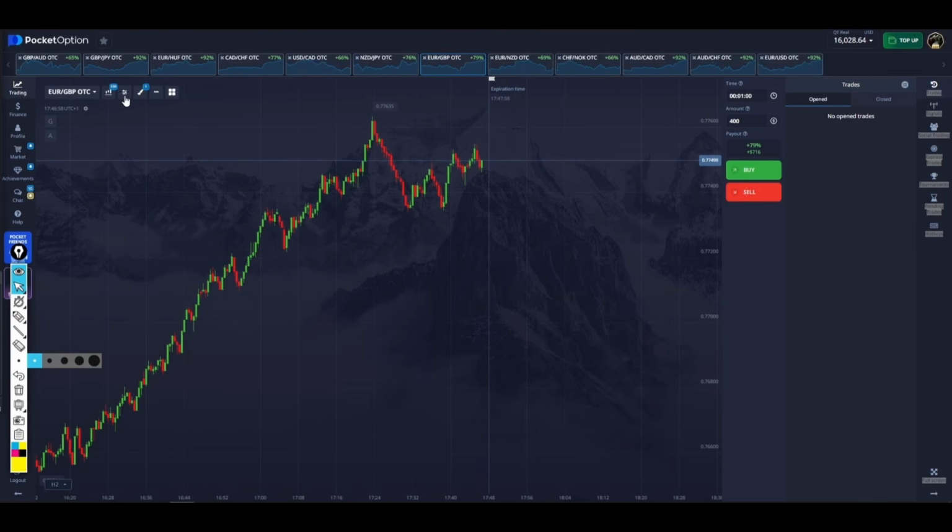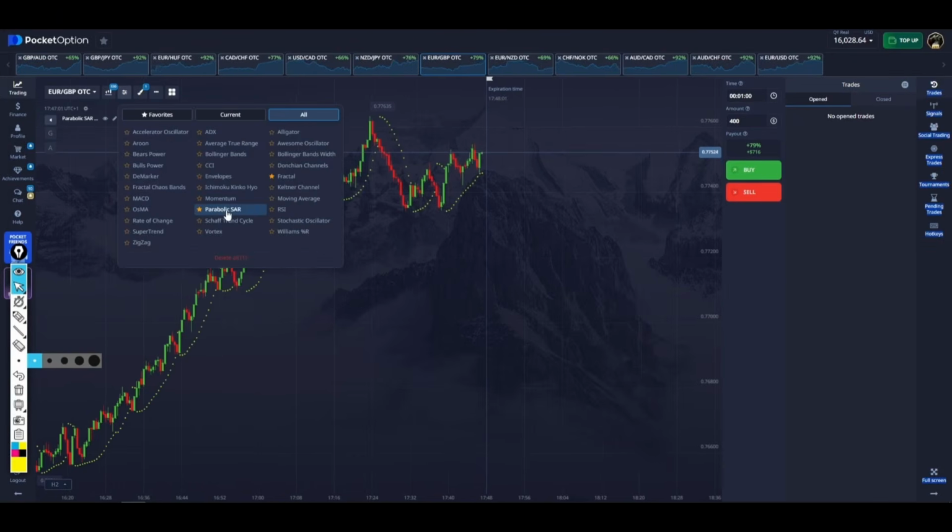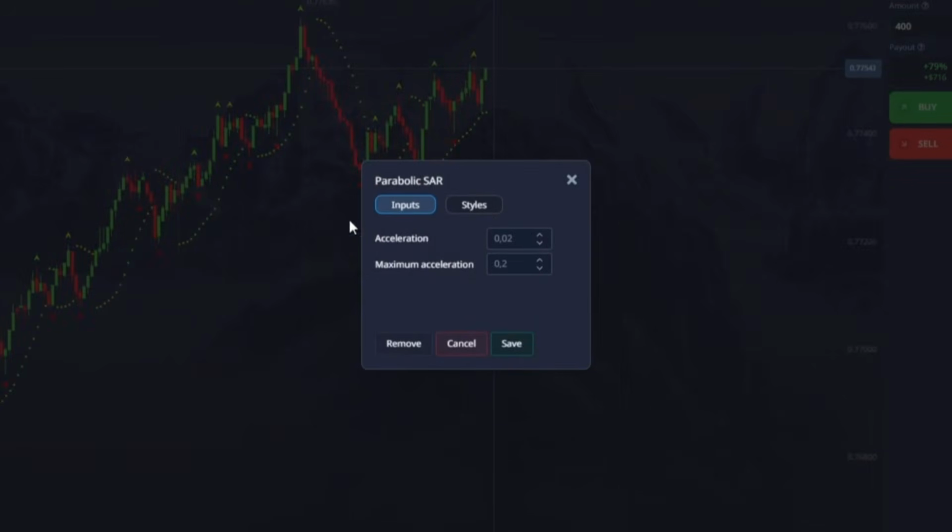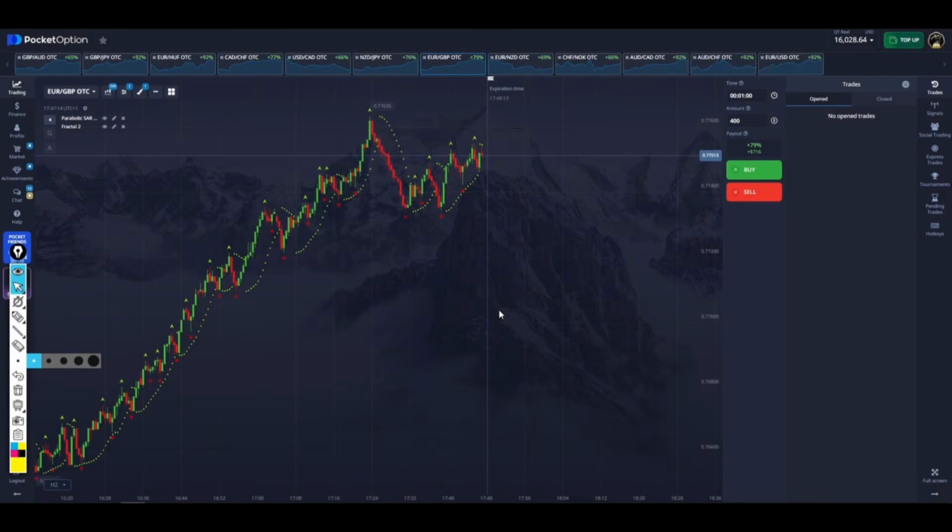All right, here's how to set up this strategy. First, open the Indicators tab. Turn on Parabolic SAR and Fractals. That's all we need. Next, go into the Parabolic SAR settings and set acceleration to 0.24. Click Save, and that's it. These are the only settings you need to start trading with this strategy.